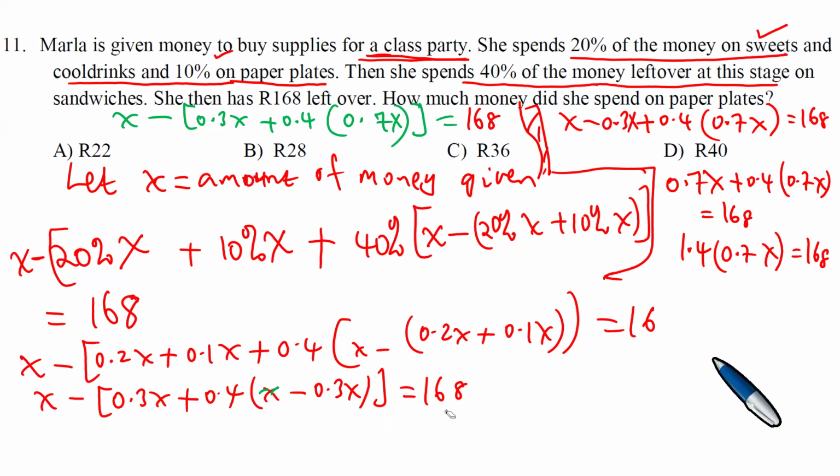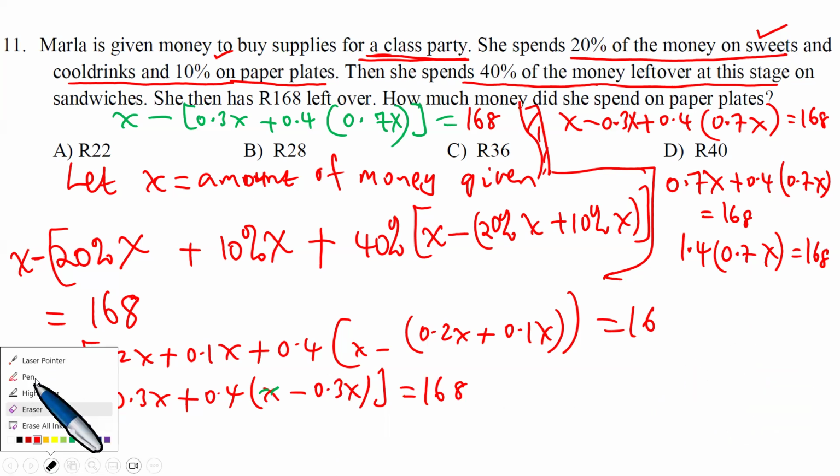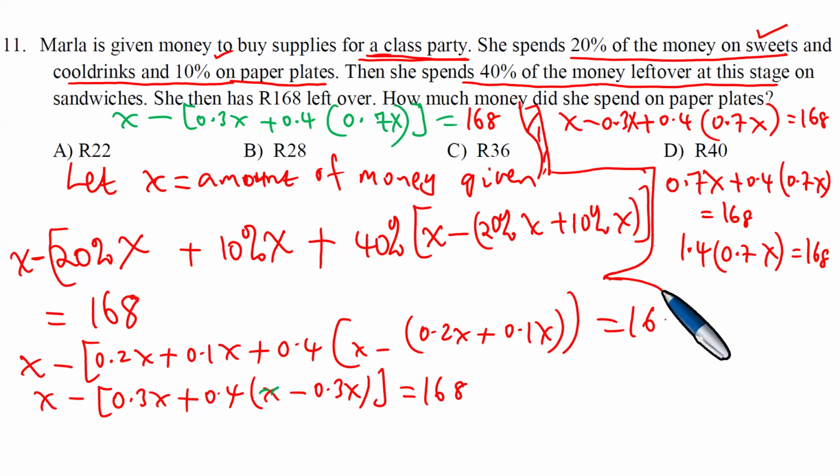Okay, I'm checking. So obviously we're going to say x. It's 168 divided by 1.4, and now we also divide by 0.7. It's just many points, yes, it can be confusing. Okay, we need to solve for x.